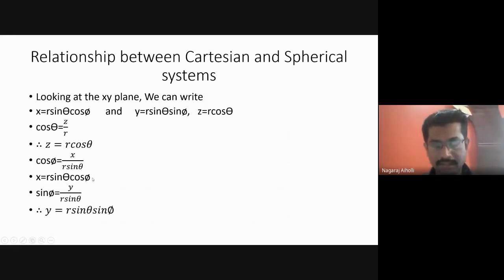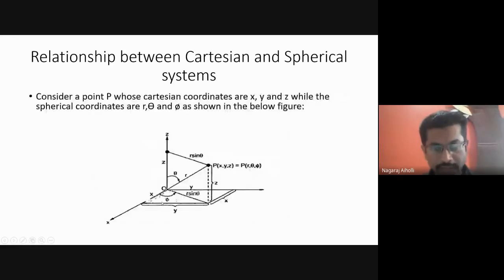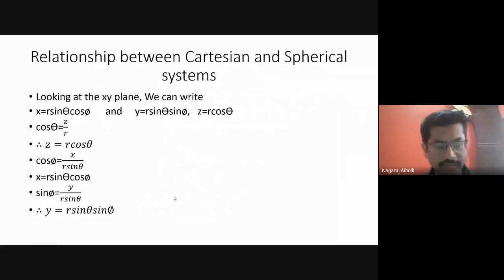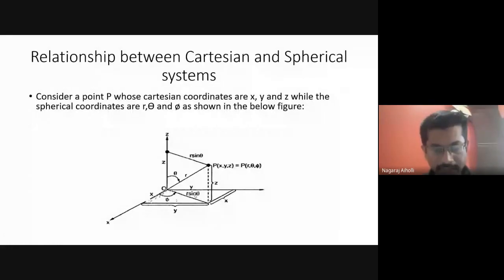Next, let us find similarly for sin phi. This is what we found here for x, with cos phi. Fine. Let us find out for sin phi. Sin of phi is opposite side by hypotenuse. The opposite side is y. Then the hypotenuse is r sin theta. It is not r. It is r sin theta.